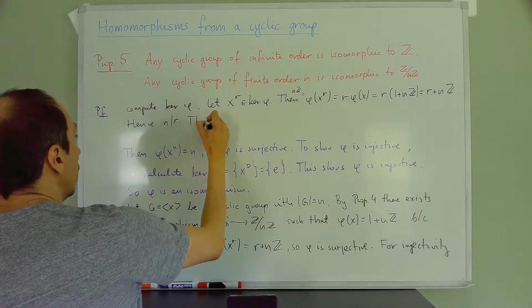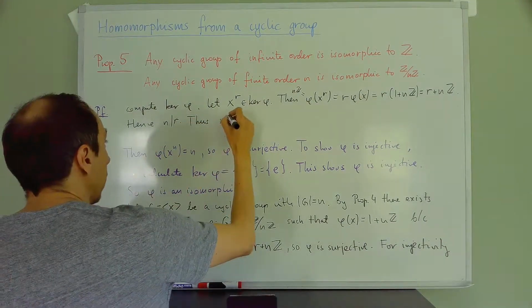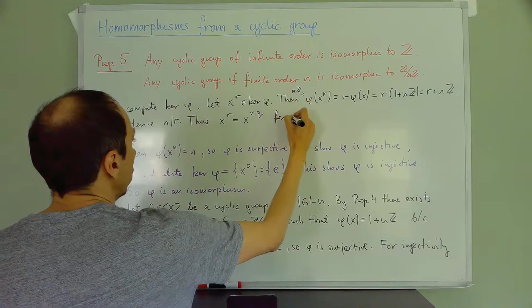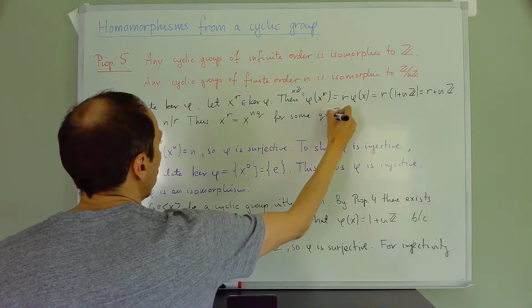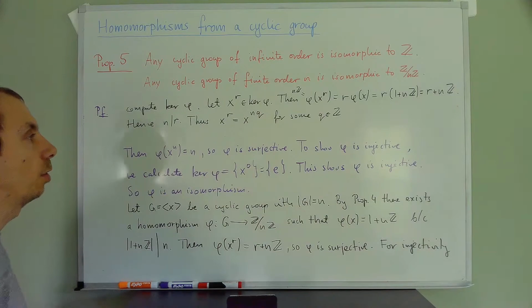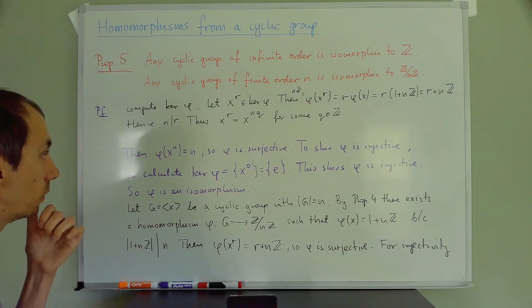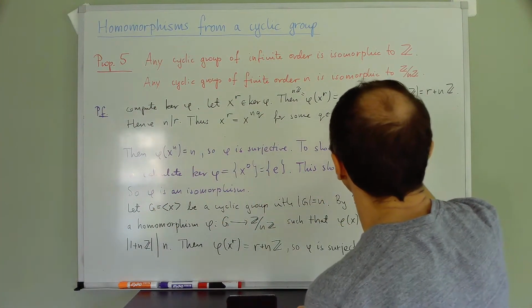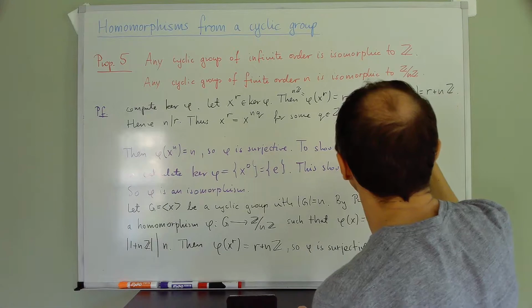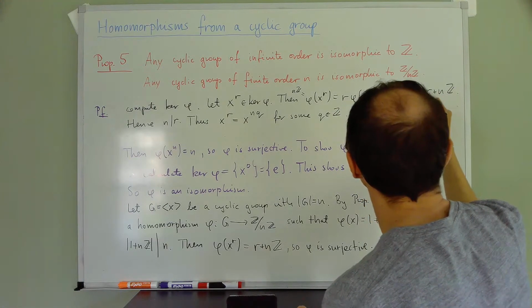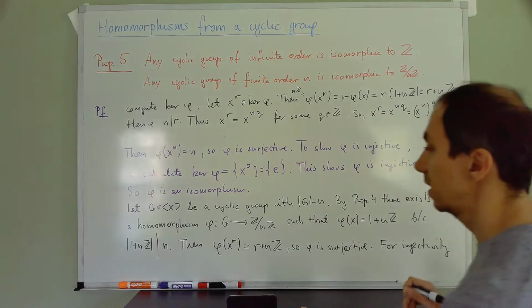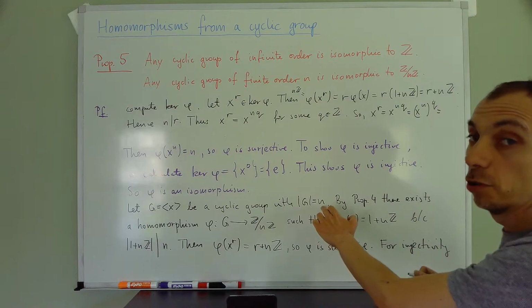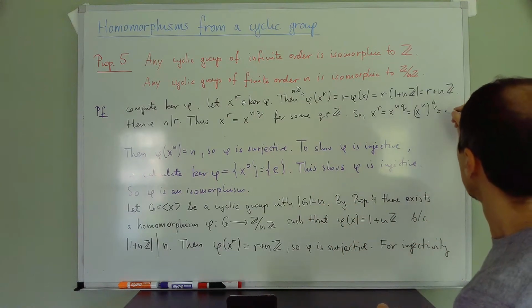Thus, x to the r is equal to x to the nq for some q in Z, right? If n divides r, then r is a multiple of n, so r equals nq. So x to the r, which is x to the nq, is x to the n to the q. But what's x to the n? Well, G is a cyclic group of order n, which means the order of the generator x is also n. So this is just the identity.